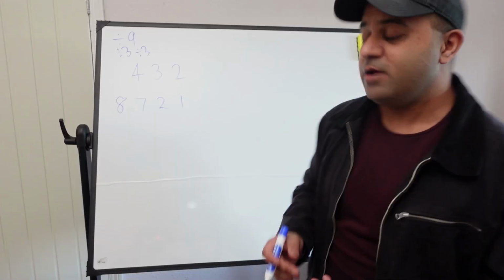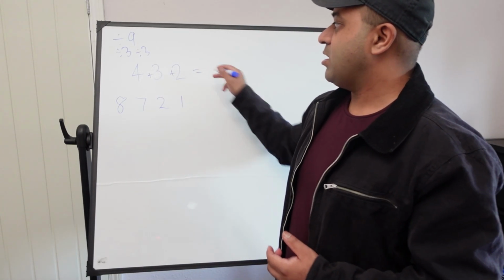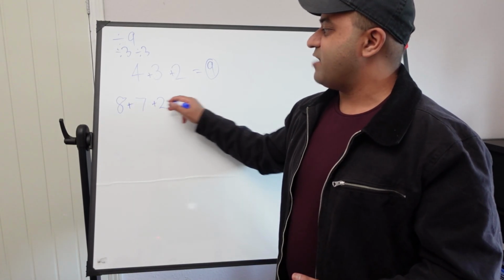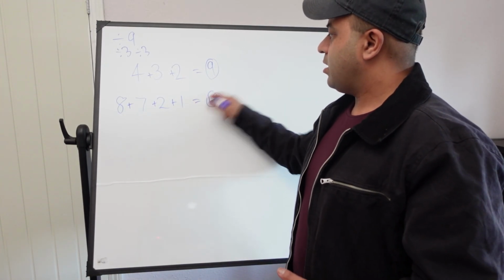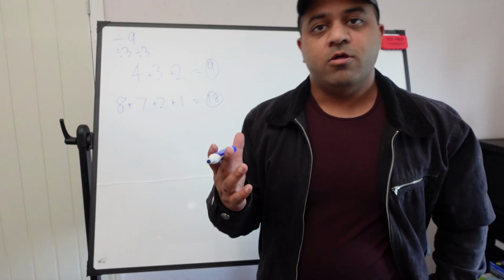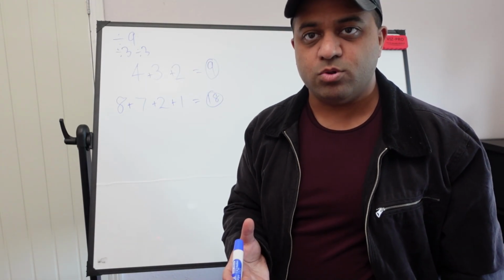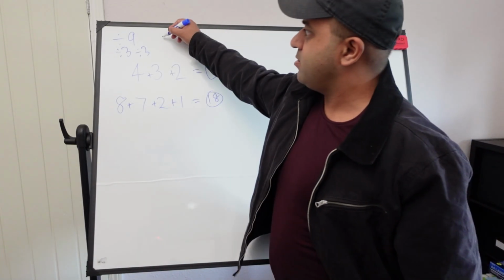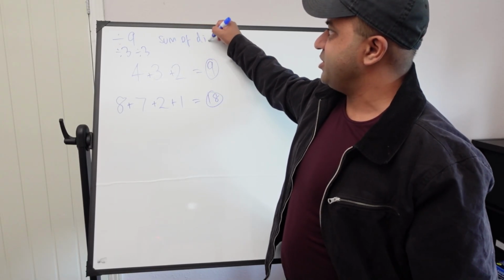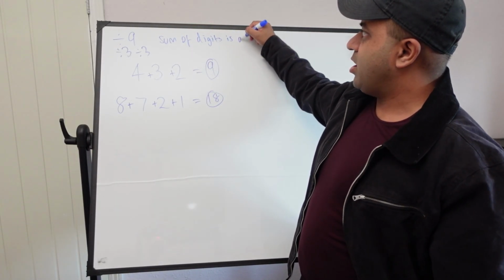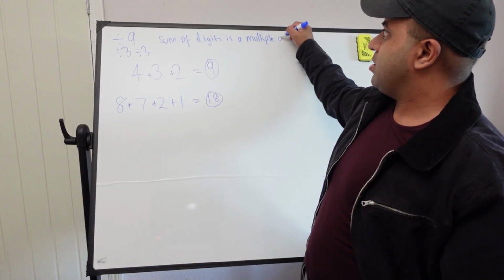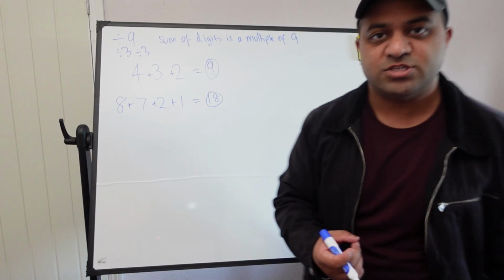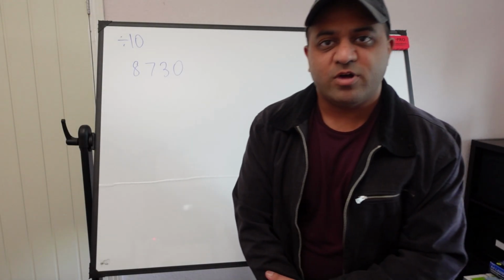Well, the rule is very similar. If you add these digits together, 4, 3 and 2 give you 9, and 8, 7, 2 and 1 give 18. This total must be in the 9 times table, or a multiple of 9. So very similar. We sum the digits. The sum of the digits is a multiple of 9. And that's it. Very easy. Let's move on to dividing by 10.